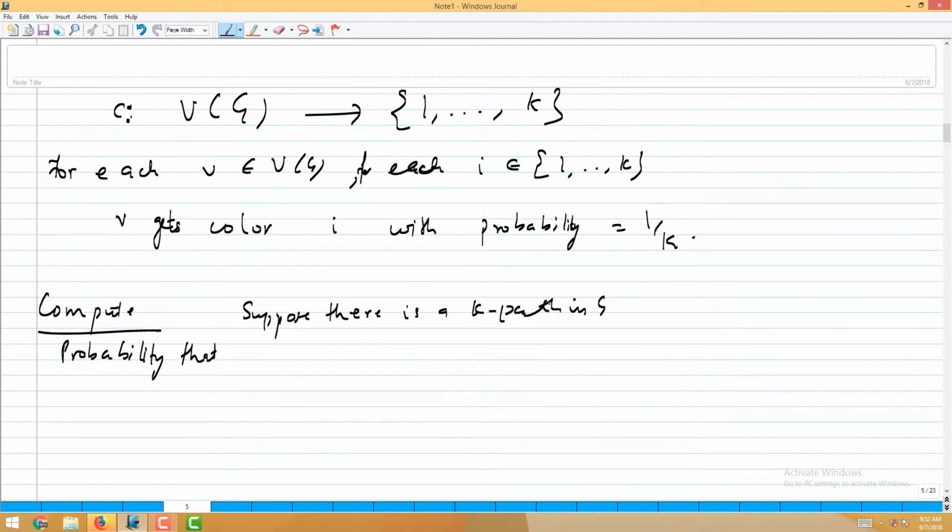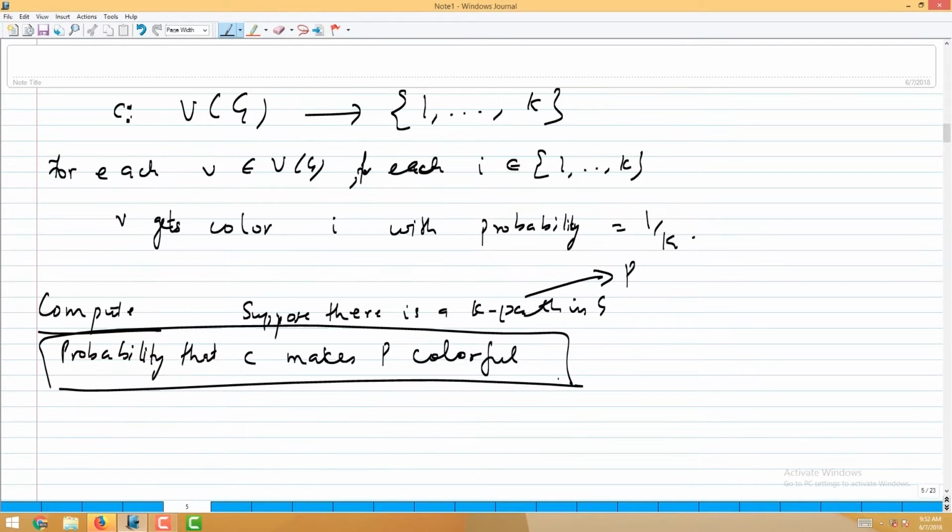Right? So let's say this path is P. We want to compute the probability that C, let me just use this term, C makes P colorful. This is the probability that I want to compute. Okay. The experiment is clear. I have told you what I want to compute. Now, what is this probability? k factorial by k^k. Why?